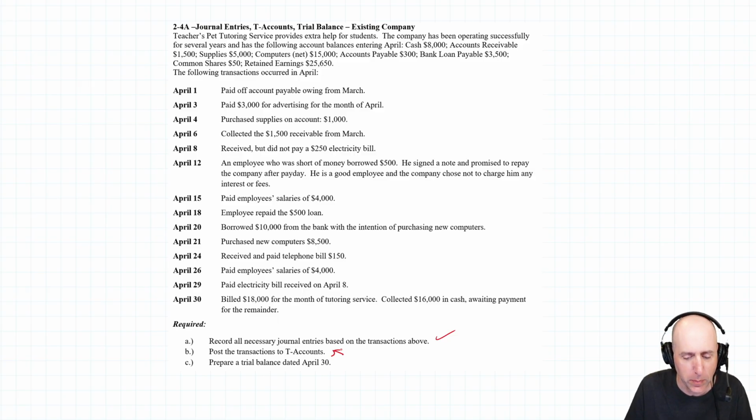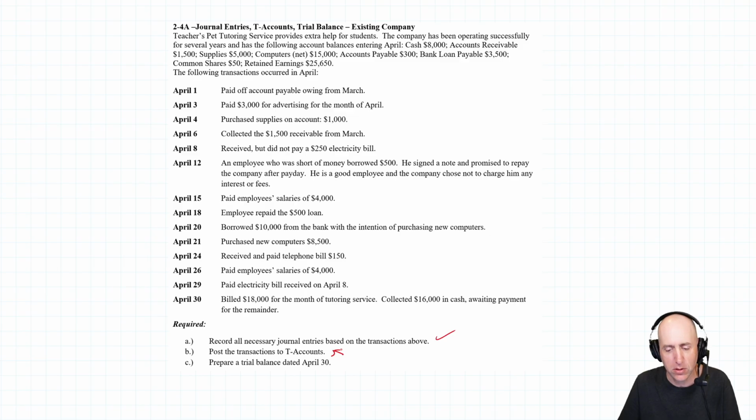Let's just read through that first paragraph again. Teacher's Pet Tutoring Service provides extra help to students. The company has been operating successfully for several years and has the following account balances entering April. They have cash of $8,000, accounts receivable $1,500, supplies of $5,000. They've got computers, $15,000, accounts payable $300, bank loan payable $3,500, common shares and retained earnings.